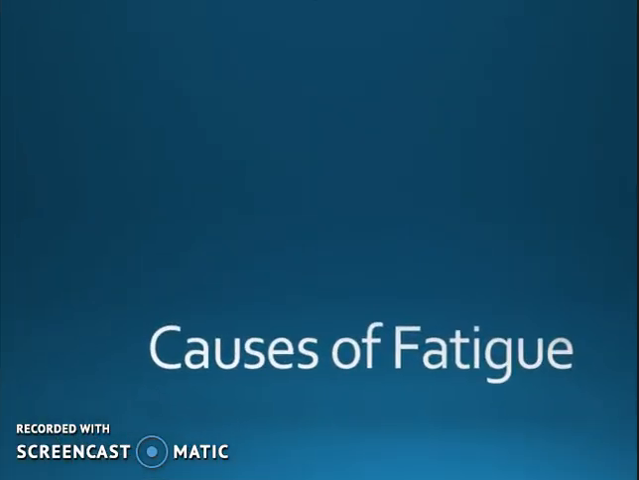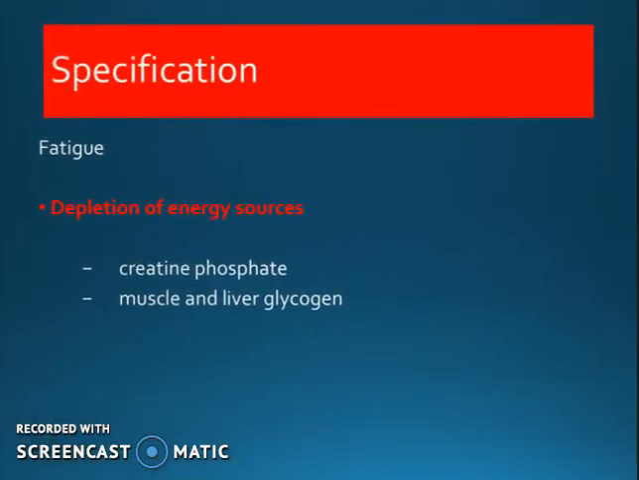So, the different types of the causes of fatigue. The first type is depletion of energy sources. I'll be talking about creatine phosphate and muscle and liver glycogen.